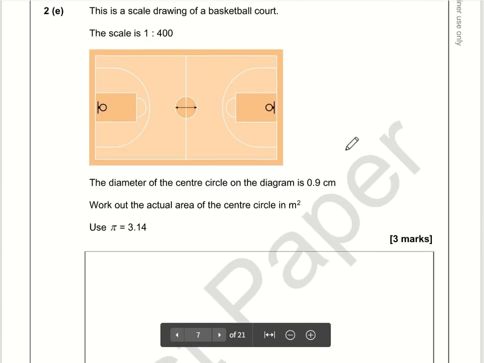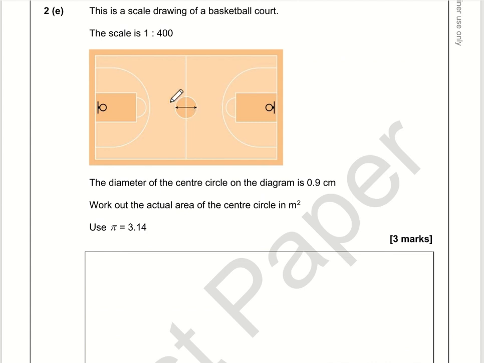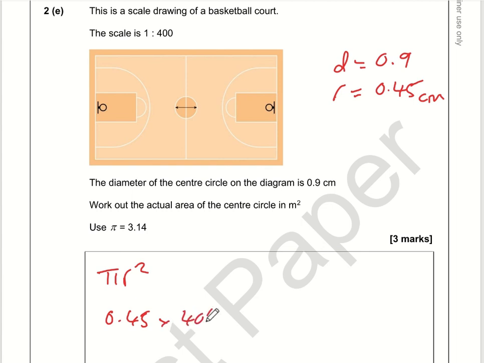Okay, question E. So we want to work out the area of the centre circle in square metres. The formula for the area of a circle is pi r squared. If the diameter is 0.9, then the radius is half of that, so 0.45, and that is centimetres. Now, first of all, let's scale this up. So in real life, it's 400 times greater, so 0.45 multiplied by 400 is 180 centimetres.